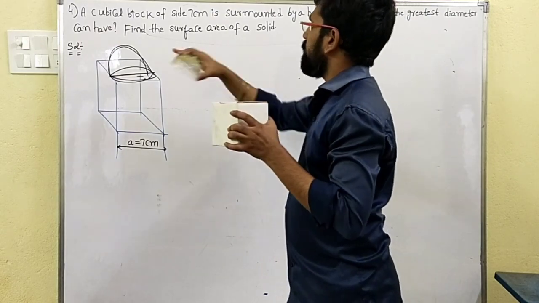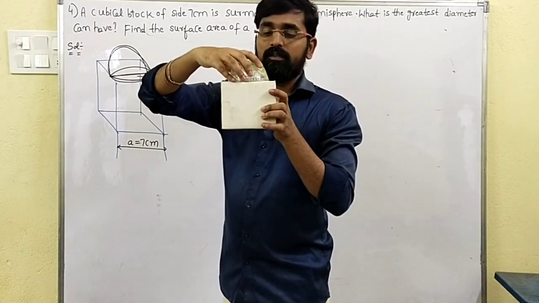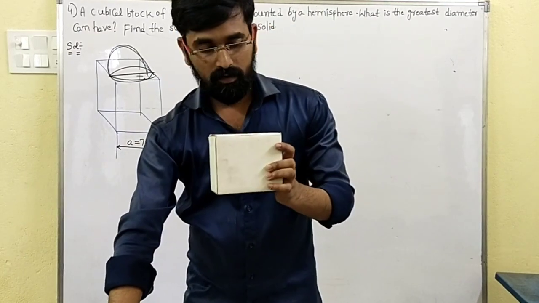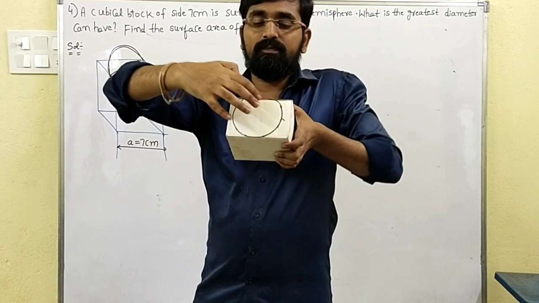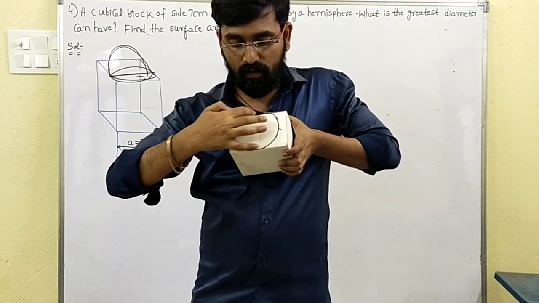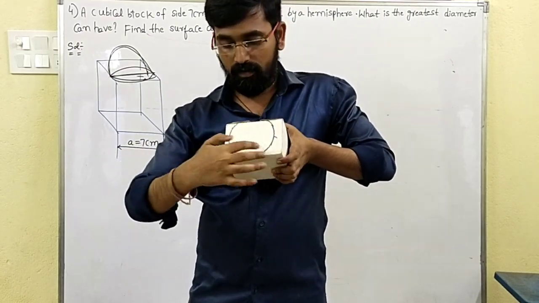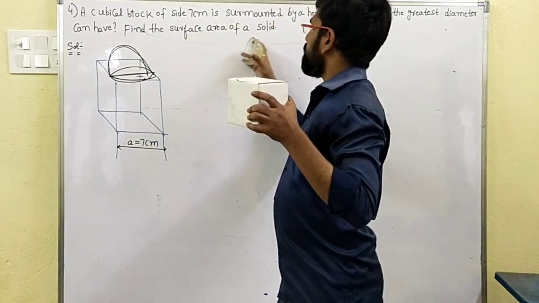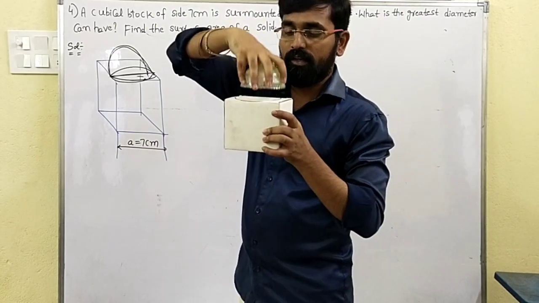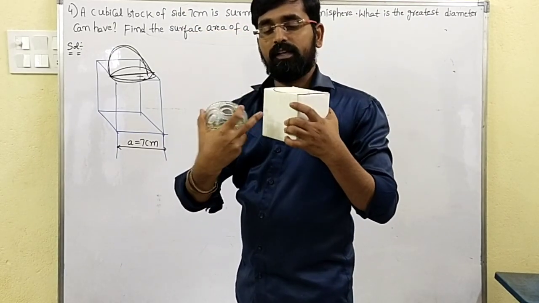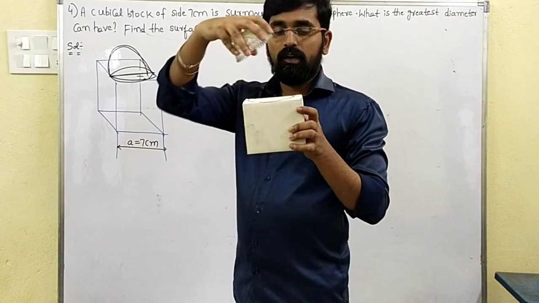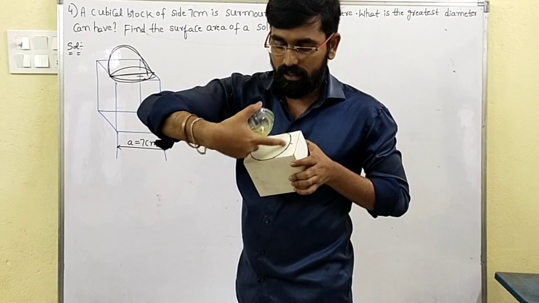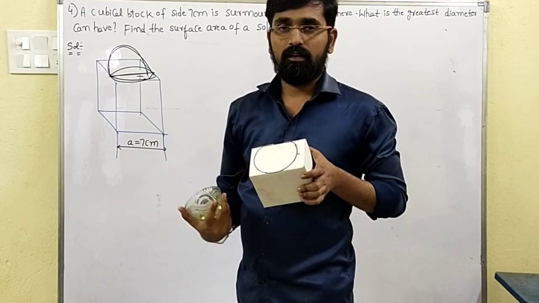So we need to find the surface area of this. After placing the hemisphere, we have to remove this, which is called the base. It is in the shape of a circle. So the surface area of the solid is the surface area of the cube plus the surface area of the hemisphere minus the area of the circle.